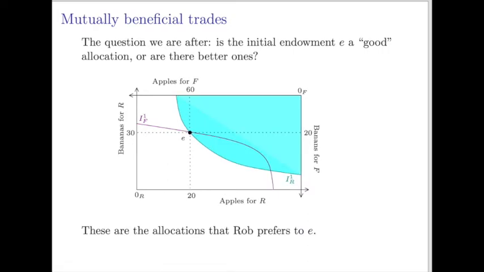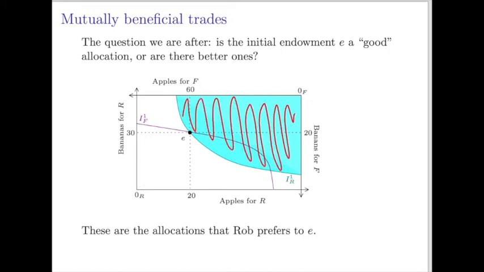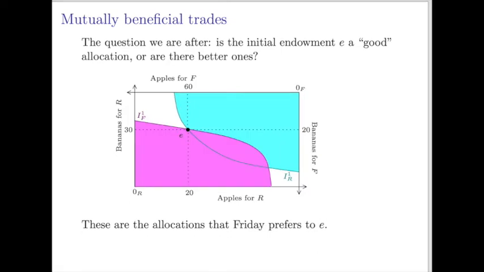Well, these are all the allocations that Rob thinks are better than the endowment. All these allocations in this shaded area. These are all the allocations that Friday thinks are better. Remember, we flipped Friday's picture over. Just want to emphasize that. That means, since more is better, all this stuff is what Friday thinks is better than his endowment.